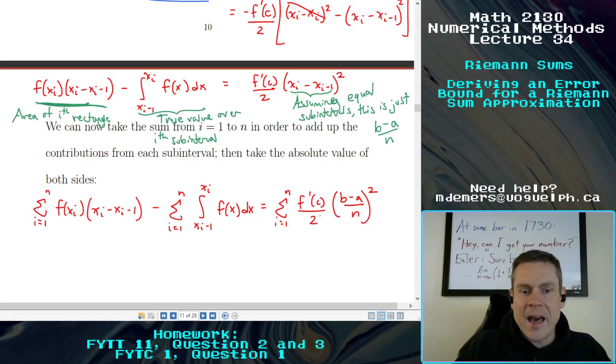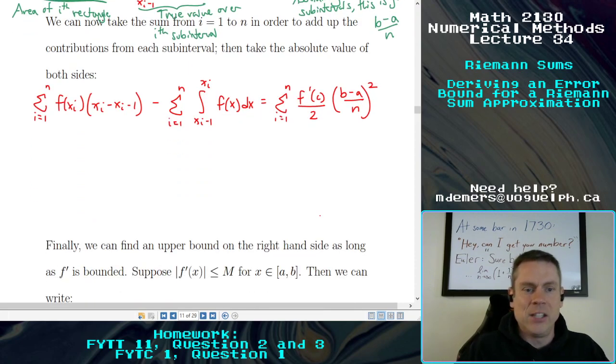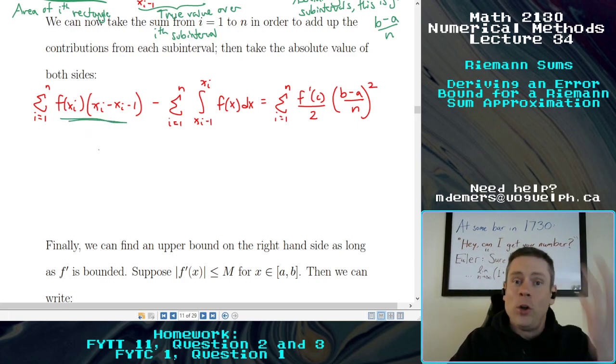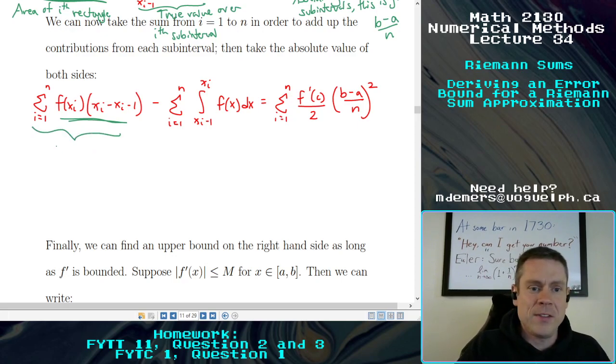Yeah, so that's what we have. And I want us to take a look at what we have now. This here, if I'm adding up all of the different rectangles, this is the whole Riemann sum. So this is our Riemann sum.